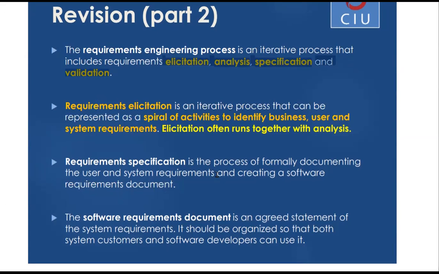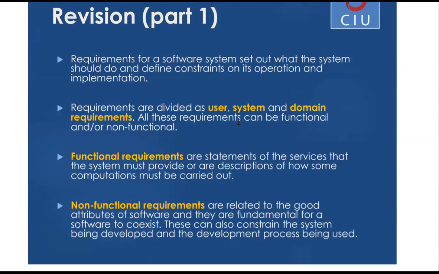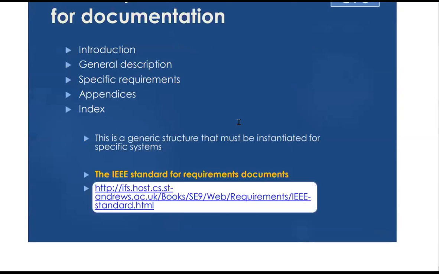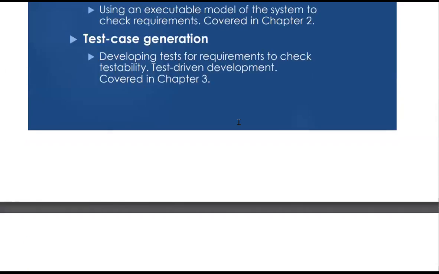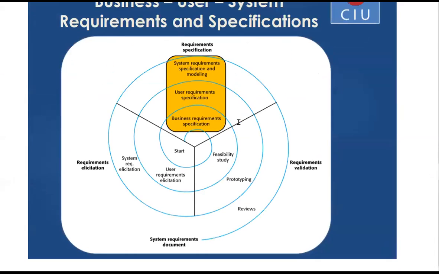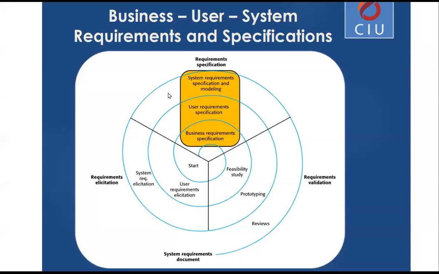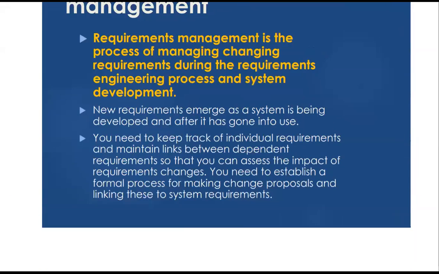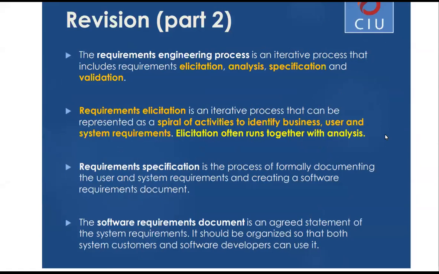Everything that I discussed in the requirements engineering process is shown in this diagram, the spiral diagram. If you know that diagram, you know basically the requirements engineering process. This diagram tells you exactly what's going on. You can also find this diagram in your book, and please read the relevant chapter. And I think that's it for this chapter.